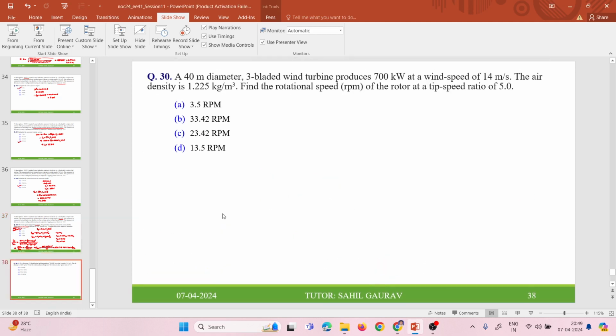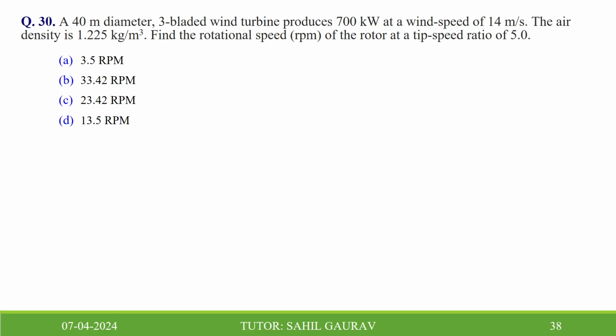Now coming to the last problem. In this problem, a 40 meter diameter 3 bladed wind turbine produces 700 kilowatt at a wind speed of 14 meter per second. The air density is 1.225 kg per meter cube. Find the rotational speed of the rotor at a tip speed ratio of 5.0. So this one requires some additional knowledge. We know that the tip speed ratio is R omega upon U naught.